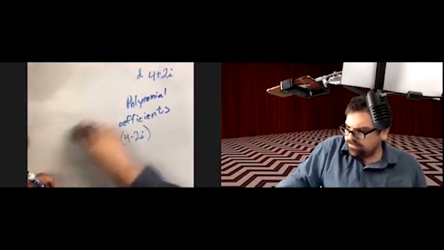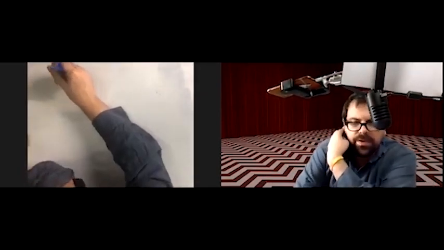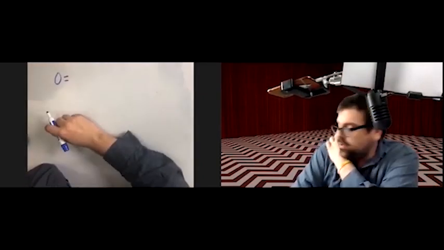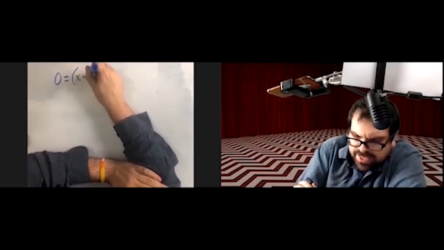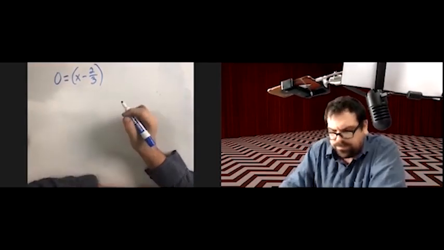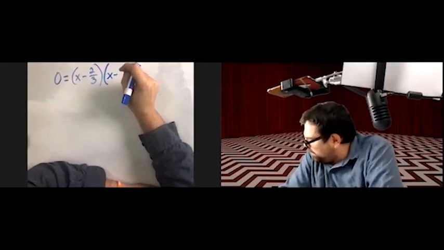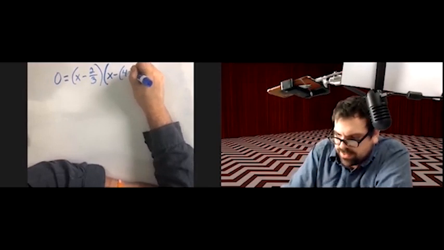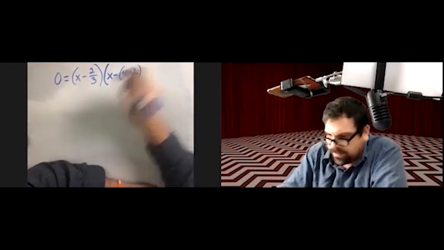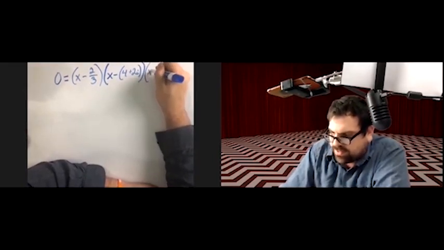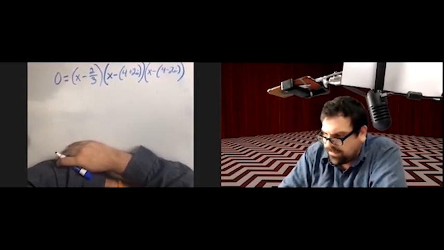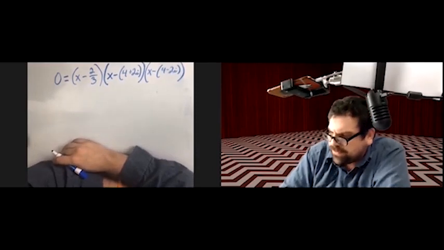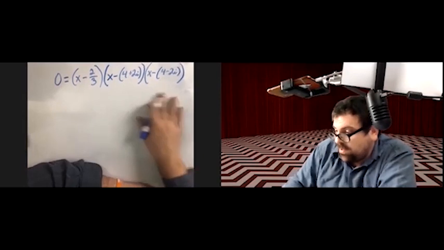So let's see what we can do with this information. If I have a 0 of positive 2/3, that means x minus 2/3 is a factor. If I have a 0 of 4 plus 2i, that means x minus (4 plus 2i) is a factor. And then the bonus one, x minus (4 minus 2i), would also be a factor. So now we just multiply. We want to multiply this stuff out.